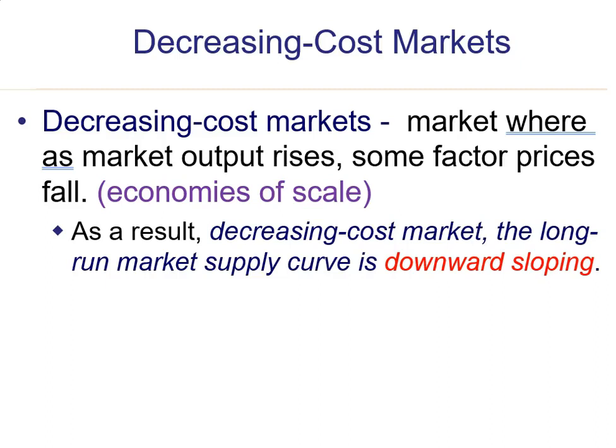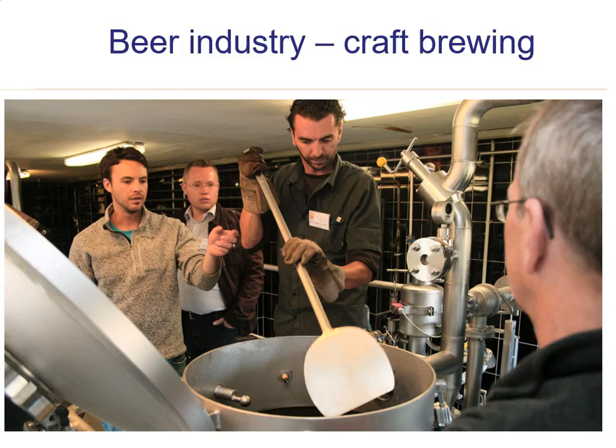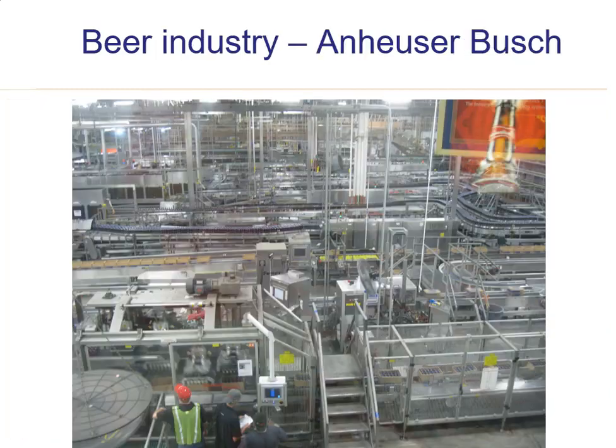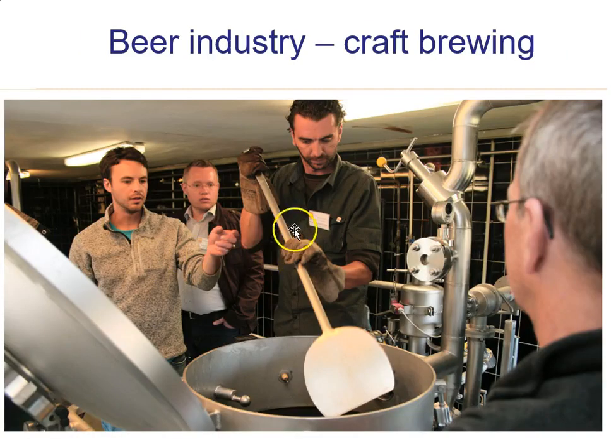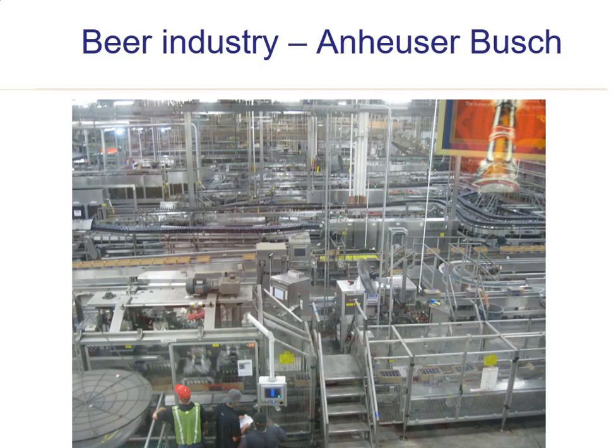So a decreasing cost market would be an example of economies of scale, where as your market output rises, some factor prices drop. And this could maybe occur, for example, in the beer industry. So brewing small batches of beer is very labor intensive, but brewing large batches of beer, look, you've got 3 guys running the show, producing all kinds of beer, whereas here you've got 3 guys and actually a 4th guy brewing 1 small pot of beer. So, hey, there are some economies of scale to large brewing operations.